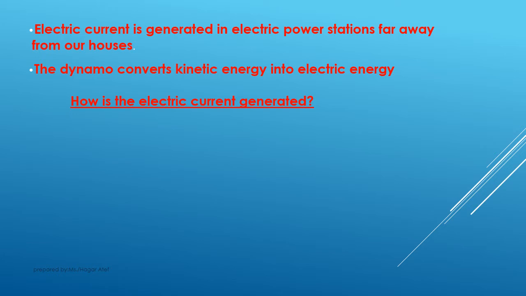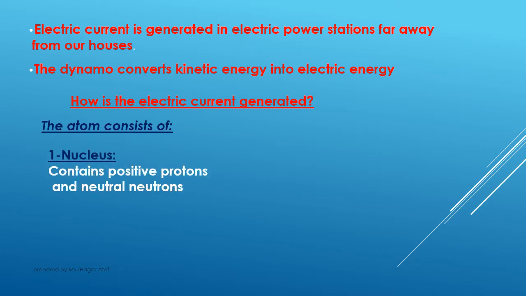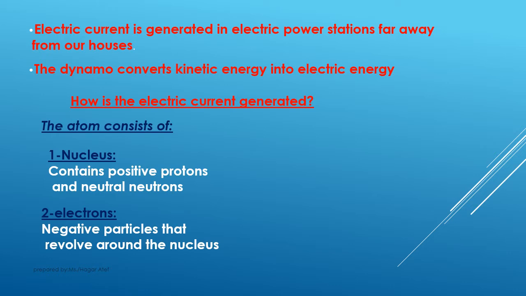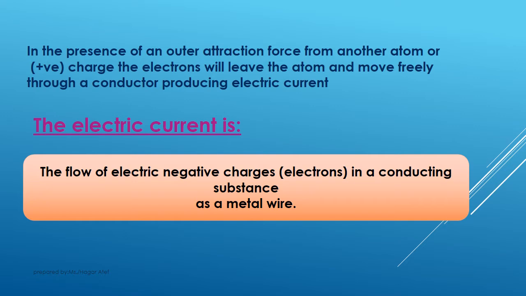How is electric current generated? First, we should know the atom consists of a nucleus, which contains positive protons and neutrons, and electrons, negative particles that revolve around the nucleus. In the presence of an outer attraction force from another atom or positive charge, the electrons will leave the atom and move freely through a conductor, producing electric current. So, electric current is the flow of electric negative charges, electrons, in a conducting substance such as a metal wire.